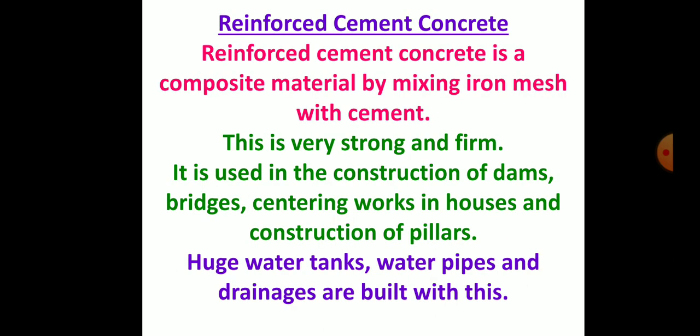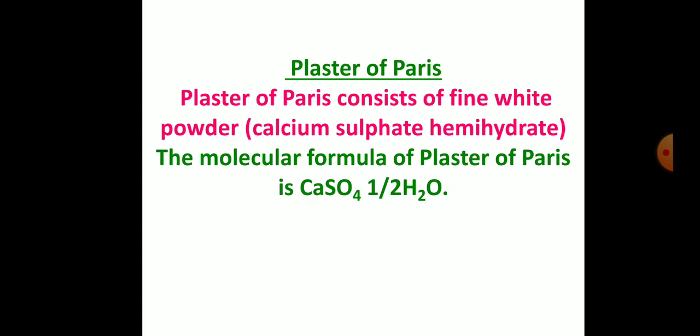Reinforced cement concrete. Reinforced cement concrete is a composite material made by using iron mesh with cement. This is very strong and firm. It is used in the construction of dams, bridges, centering works in houses, and construction of pillars. Huge water tanks, water pipes, and drainages are built with this.